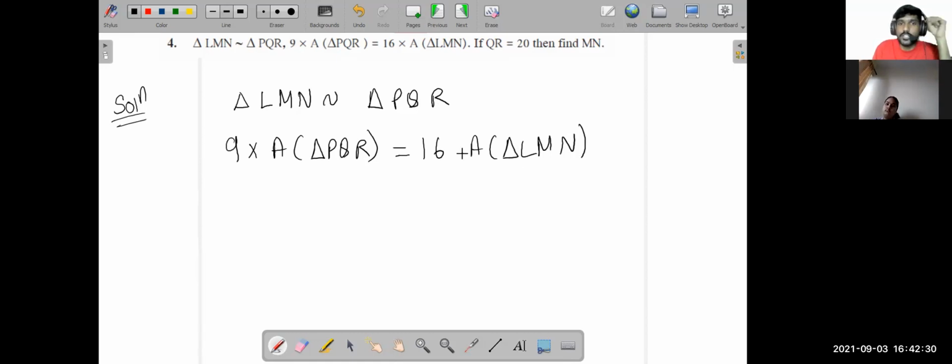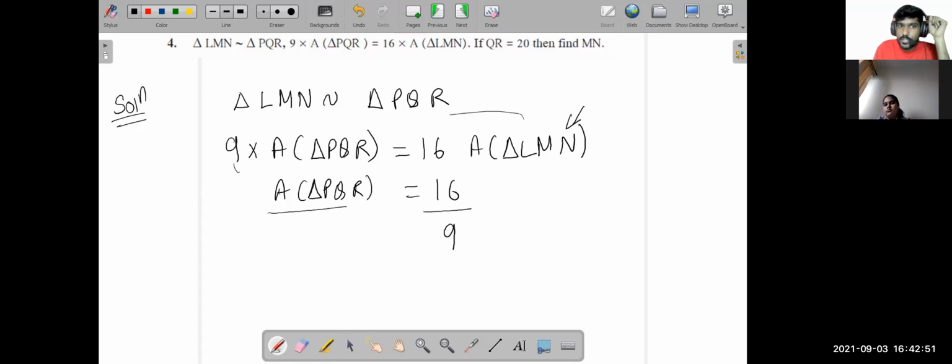Here, what you do is rearranging. Take this 9 on the other side. Since it is in multiplication, when you take it on the other side, it will become division. So it will become 16 upon 9. And this area of triangle LMN, you take it on the other side. Since it is in multiplication, it will become division. So you get area of triangle PQR upon area of triangle LMN is equal to 16 upon 9. Did you understand this?